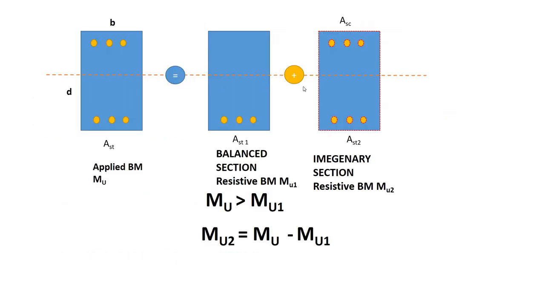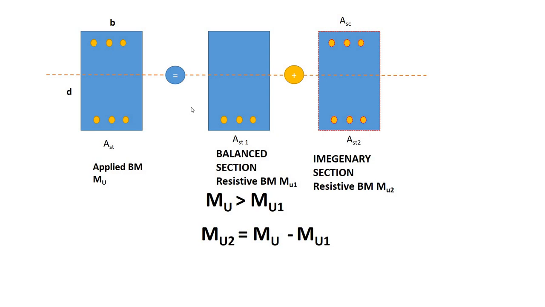Let us see. This one is the neutral axis of the beam. The top part of the beam is in compression. The bottom part of the beam is in tension. So either you can consider the top part or you can consider the bottom part. Now for the doubly reinforced beam, here this is the applied bending moment Mu.